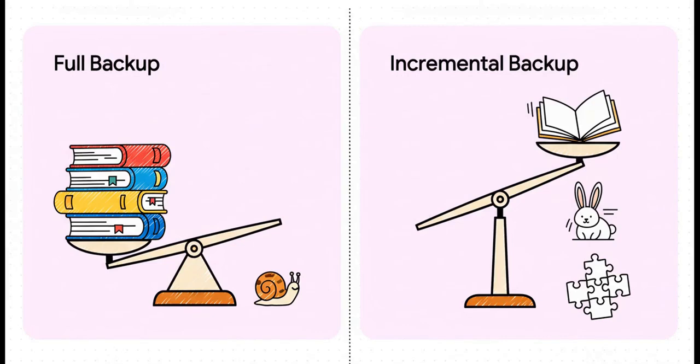And right away, you see the classic trade-off. On one hand, you've got the full backup. It's incredibly simple and safe. You have a complete copy of everything. But man, it can be slow and it eats up a ton of storage space. On the other hand, you have the incremental backup. It's super fast and efficient, just grabbing the new stuff. But when it's time to rebuild, you have to piece together a whole bunch of little changes, which can be a much trickier puzzle to solve.